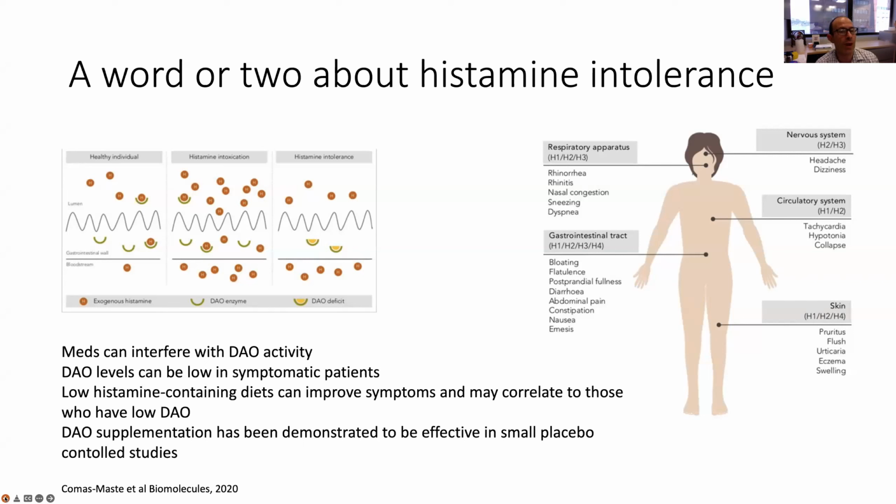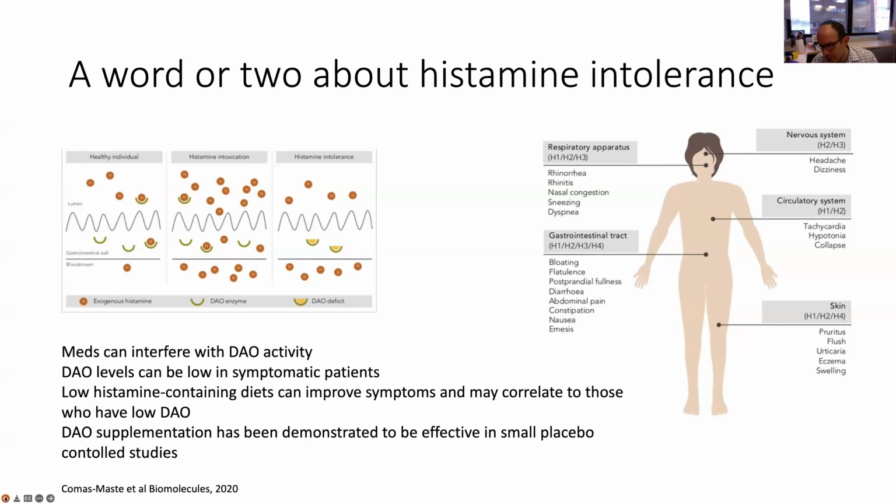And then there are those who actually do have a primary diamine oxidase deficit for whatever reason. It's a little bit like being lactose intolerant, where you just don't have enough lactase, you don't have enough diamine oxidase, usually in the gut, and then that allows for more histamine to be present in the gut, and potentially more histamine to then make it systemically. And so the thing to do about it is to try a low histamine diet.